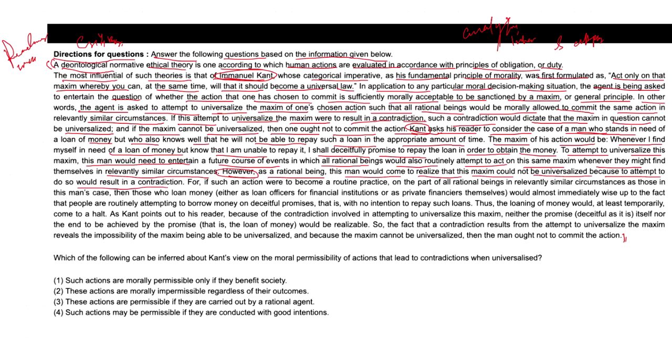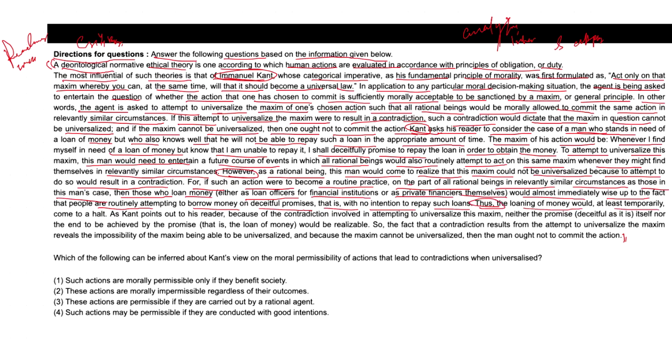For if such an action were to become a routine practice on the part of all rational beings in relevantly similar circumstances as those in this man's case, then those who loan money, either as loan officers for financial institutions or as private financiers themselves, would almost immediately wise up to the fact that people are routinely attempting to borrow money on deceitful promises, that is, with no intention to repay such loans. Therefore, the loan of money would at least temporarily come to a halt.